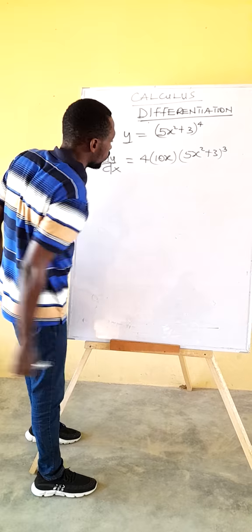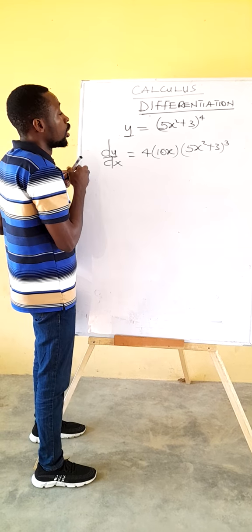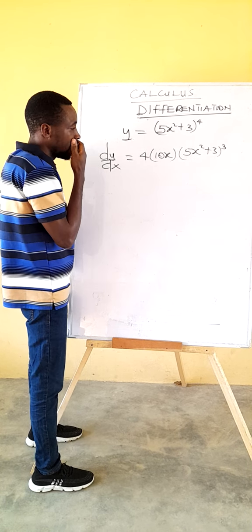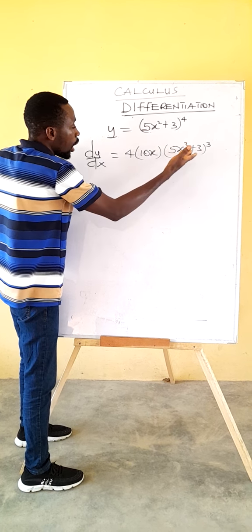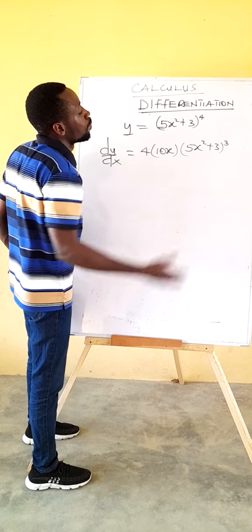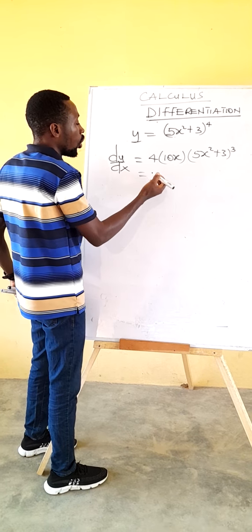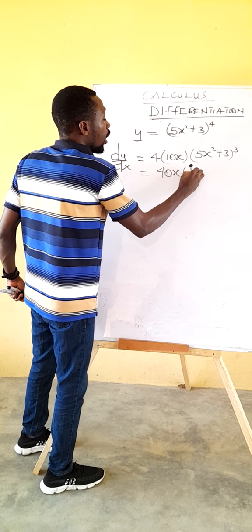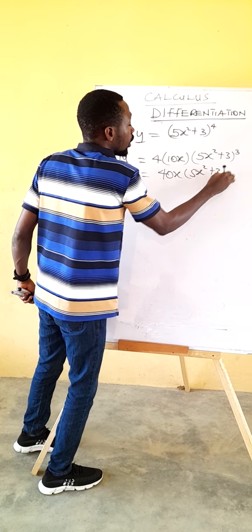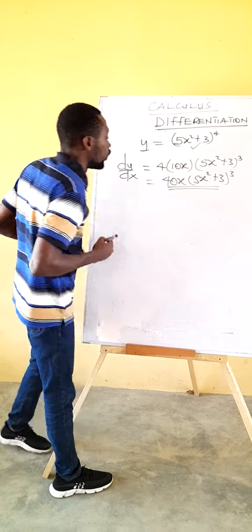And now you reduce the exponent by 1. So you drop the power, then you differentiate the base. When you differentiate 5x squared, you get 10x. Then you repeat the base and reduce the exponent by 1. That's how we do differentiation without using the chain rule. Then you polish this: 4 times 10x, you get 40x, then 5x squared plus 3 exponent 3. Then this becomes the gradient function of this curve.